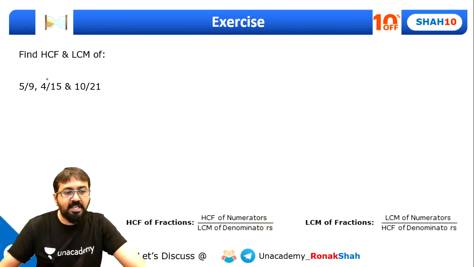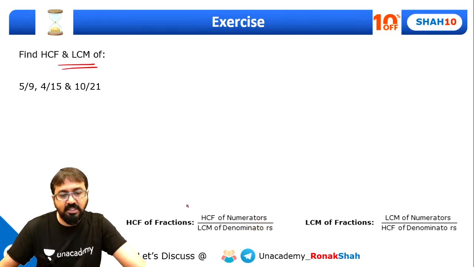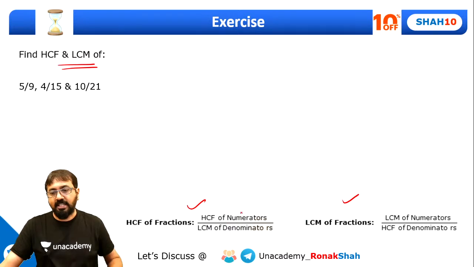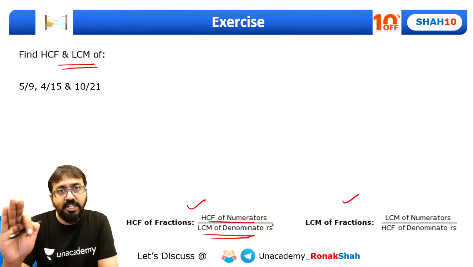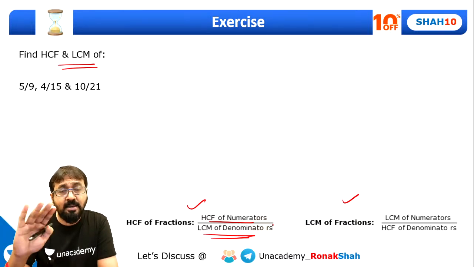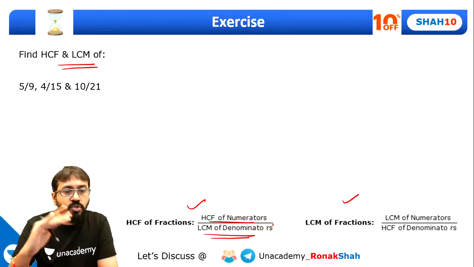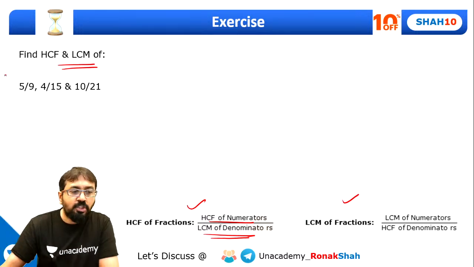Okay, guys, to find out HCF and LCM of fractions, there is a formula. So please look at the formula. It's HCF of numerators upon LCM of denominators. Now sometimes in the question we may have to find out HCF and LCM of decimal numbers or fractions. So how do we do it? Okay, especially fractions.